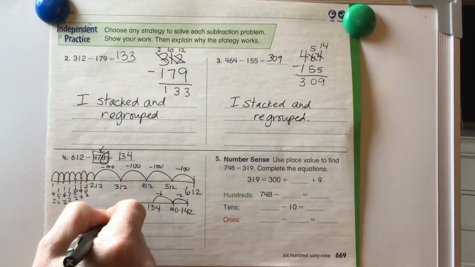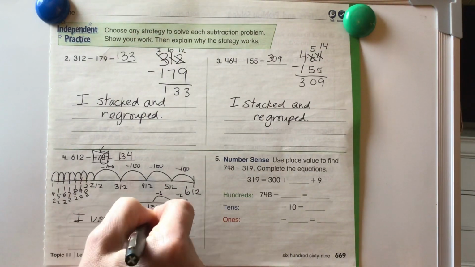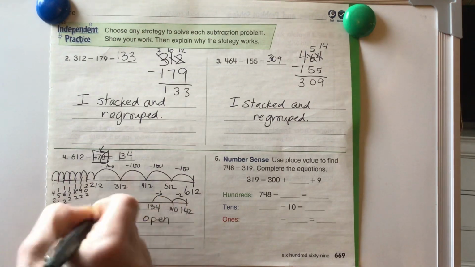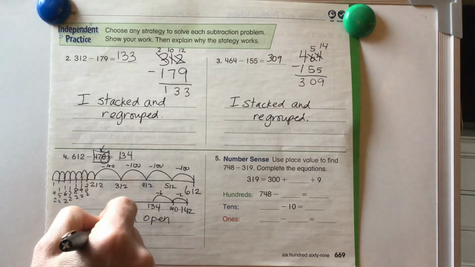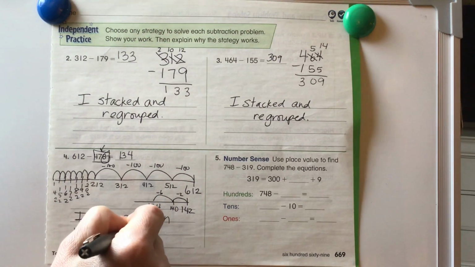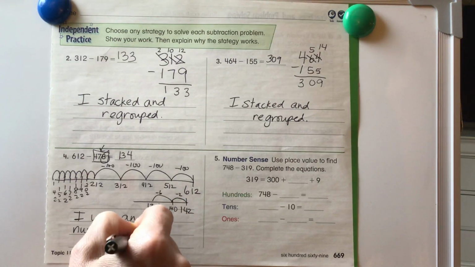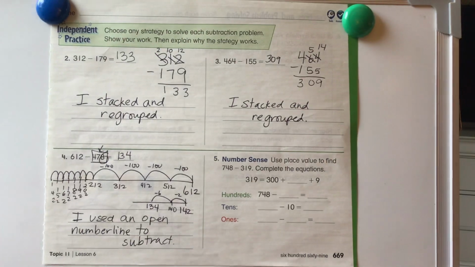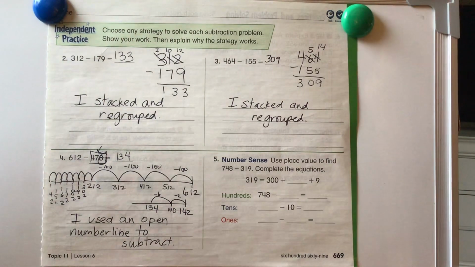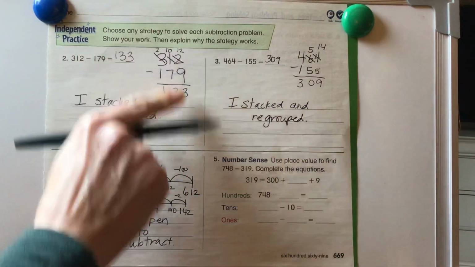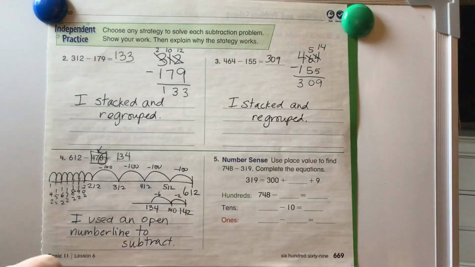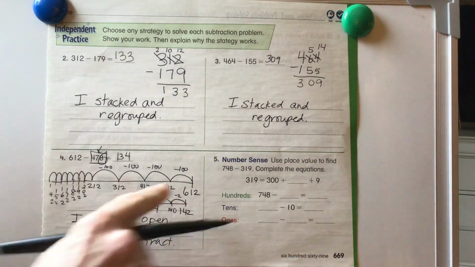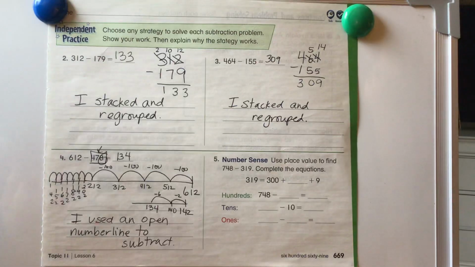134, and I could say I used an open number line to subtract. Okay, so just a different strategy. It takes a long time with those open number lines. So that's why I think it's a lot more efficient to go and stack it and regroup it, because it takes a long time and you've got to do a lot of math in your head.